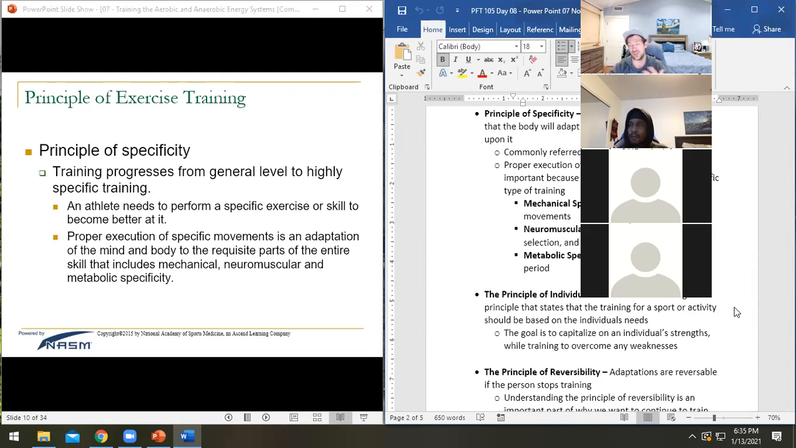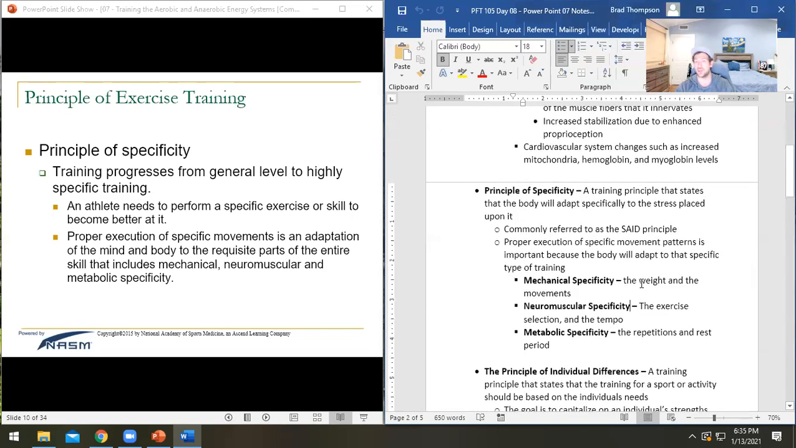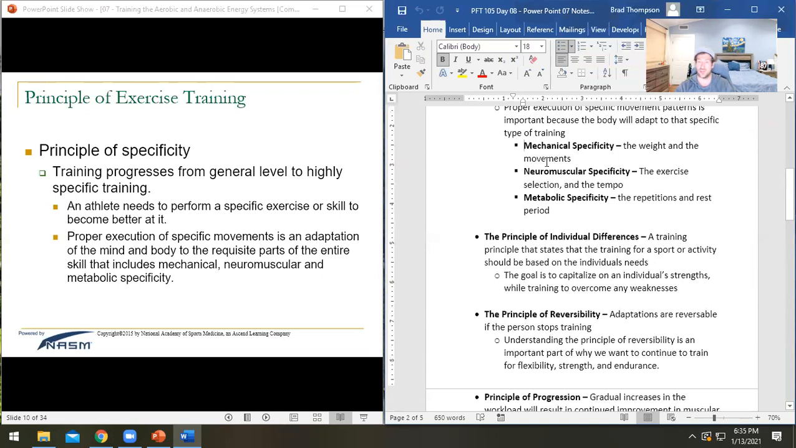So you guys have heard me say these rules the last couple of days. I've been talking about this a lot. Starting to see where these all come down to, right? It is all about how we produce energy. So that is our principle of specificity. Those are the three parts that make up specificity.